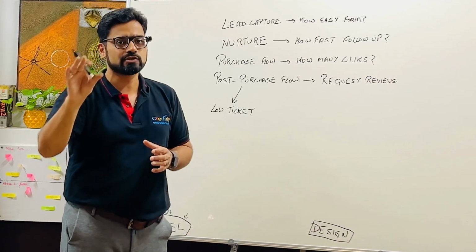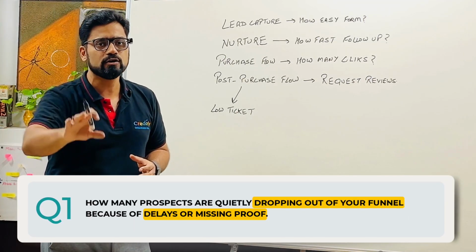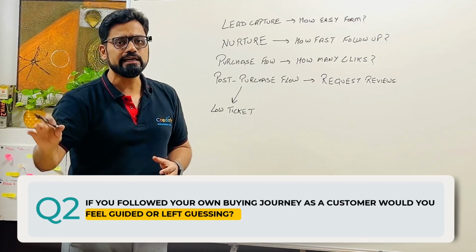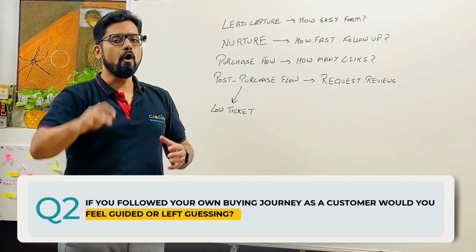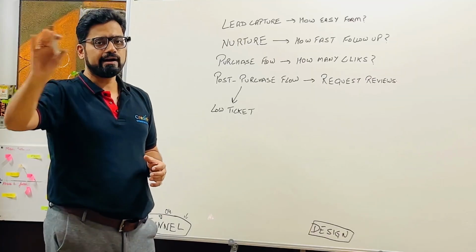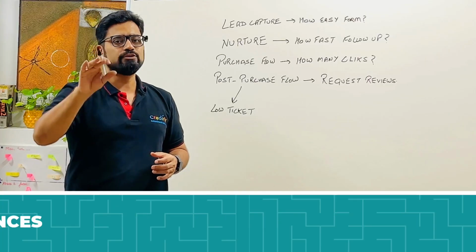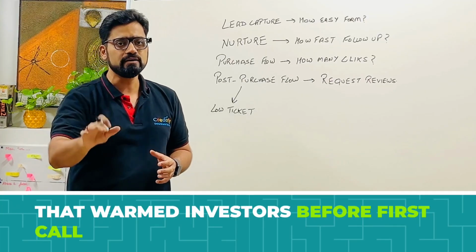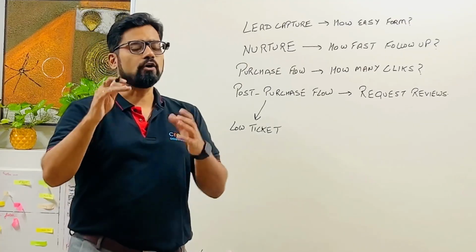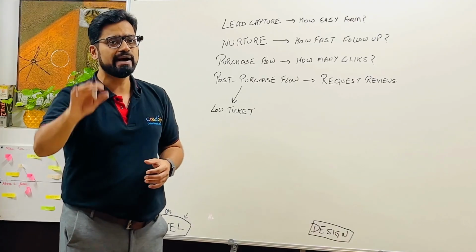Here is something you need to ask yourself. How many prospects are quietly dropping out of your funnel because of delays or missing proof? And another: if you followed your own buying journey as a customer, would you feel guided or left guessing? Using those competitor insights, we rebuilt our entire client funnel. A multi-step lead form, instant personalized follow-up, and educational email sequences that warmed investors before the first call and cut lead-to-call time in half. They also started calling those investors who did not reply during the weekday over the weekend. That jumped the revenue by 27%.